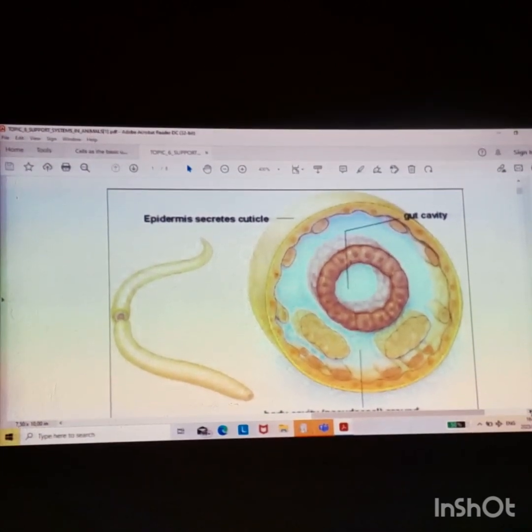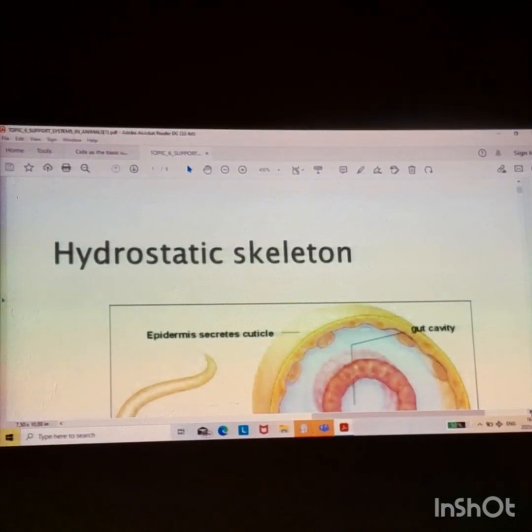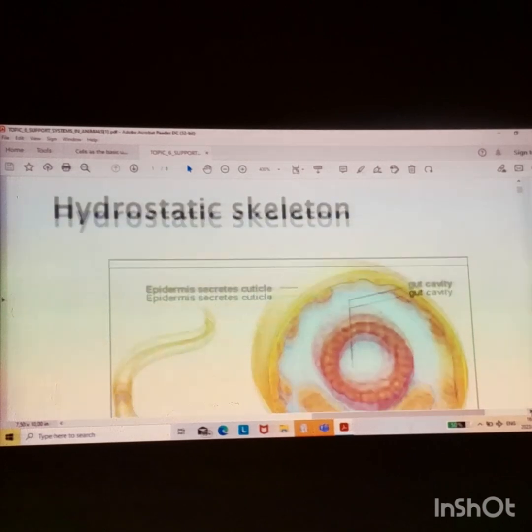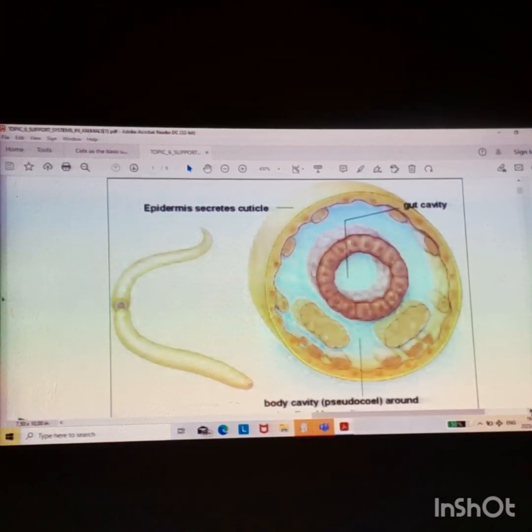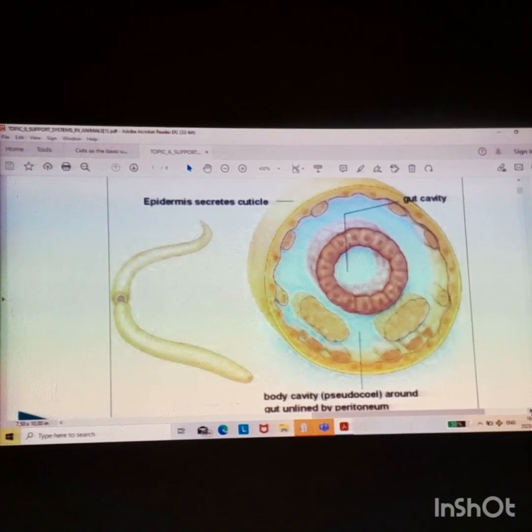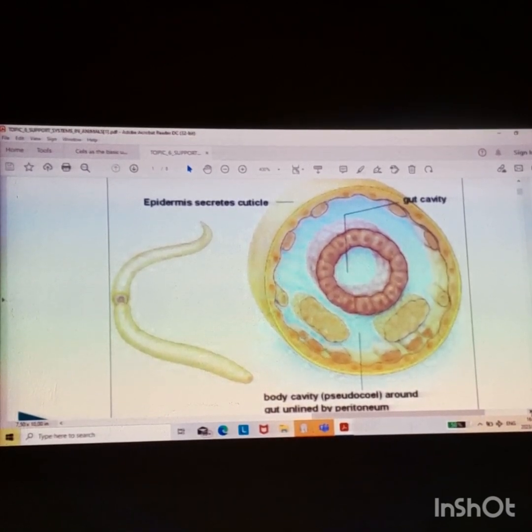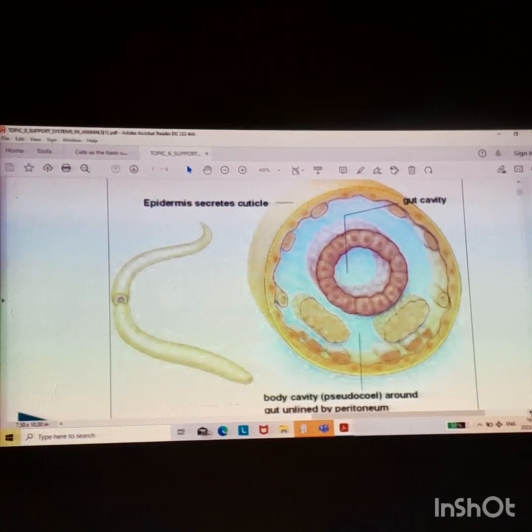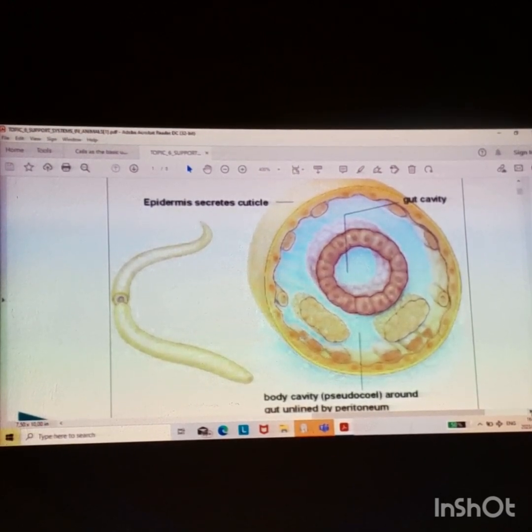So firstly, we'll look at the hydrostatic skeleton, which is the first skeleton we are introduced to. When we talk about a hydrostatic skeleton, we talk about a skeleton which is fluid filled. Within its body, it has fluid, meaning that it does not have bones, so its skeleton is not made up of bones. I hope we understand each other. But it also has muscles. It also has muscles, but it does not have bones.